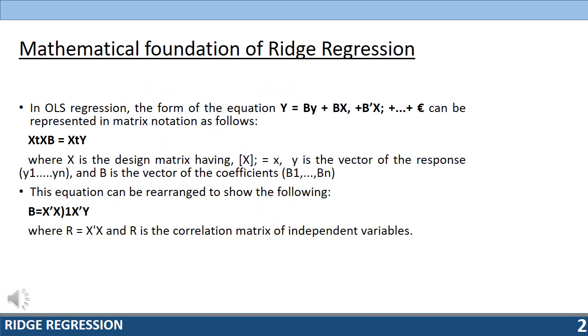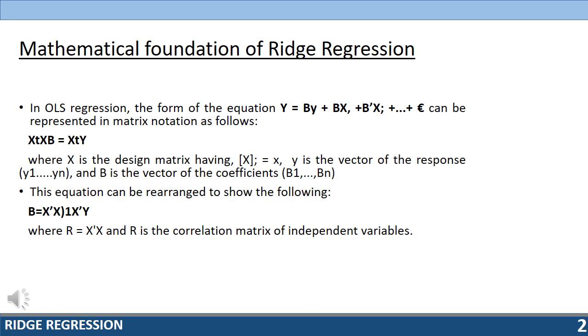Mathematical foundation of ridge regression. In OLS regression, the form of the equation y equal to beta naught plus beta 1 x1 plus beta 2 x2 plus dot dot dot plus e can be represented as X'X beta equal to X'y, where X is the design matrix having xij equal to xi, and y is the vector of the responses y1 through yn, and beta is the vector of the coefficients beta 1 through beta n. This equation can be rearranged to show the following: beta equal to (X'X) raised to the power minus 1 into X'y, where R equal to X'X and R is the correlation matrix of independent variables.